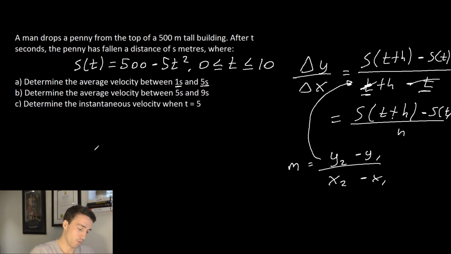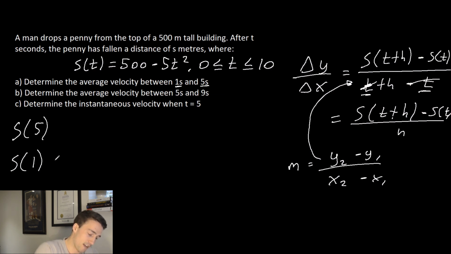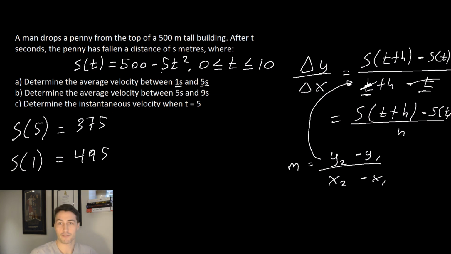So now in this function, we want the function s of 5, and we want the value for s of 1. So if we plug in 5, this is going to be 5 times 5 squared, so all this together would be 5 cubed. That's 125. So now we're going to have 500 minus 125, so we get a value of 375. Now we need to find s of 1. So now this is going to be 500 minus 5, so this is going to be 495. And now we can just find the average rate of change.